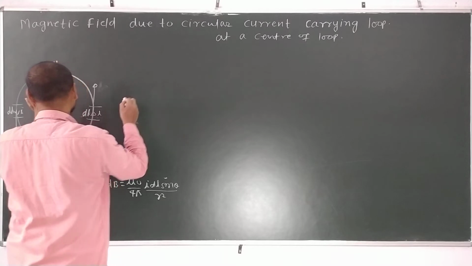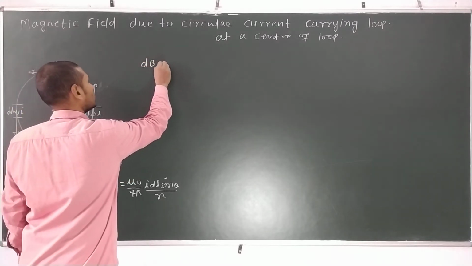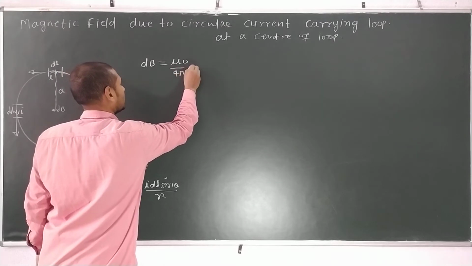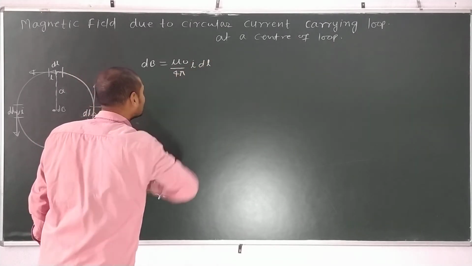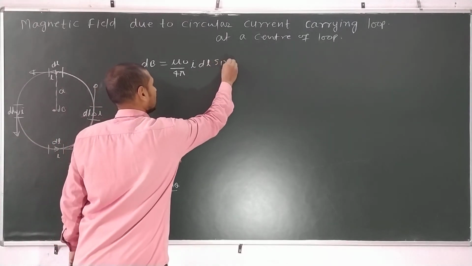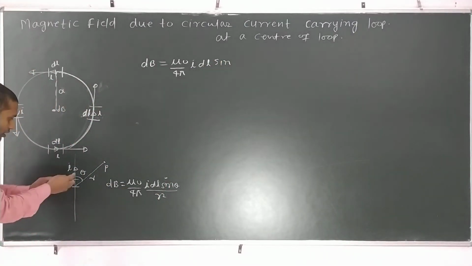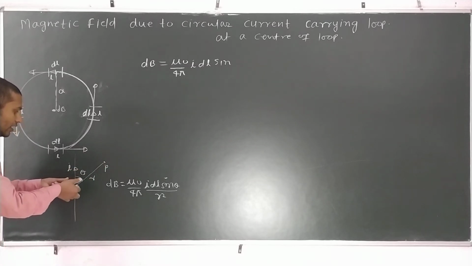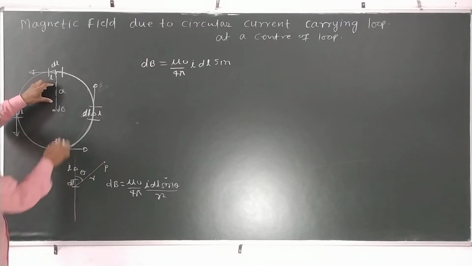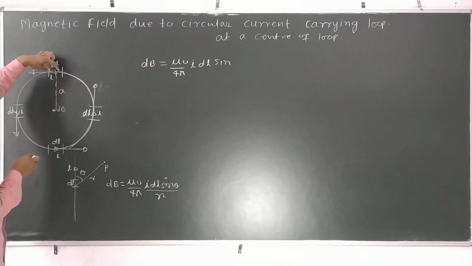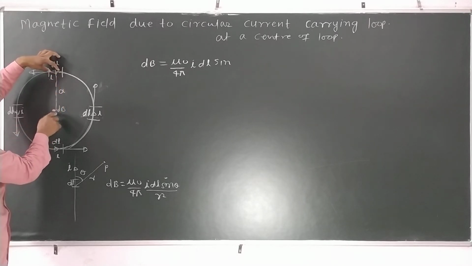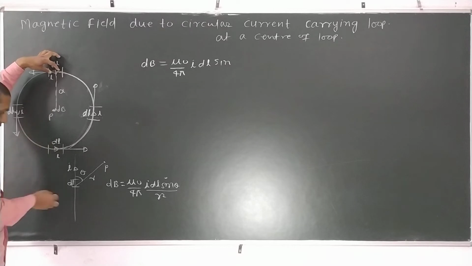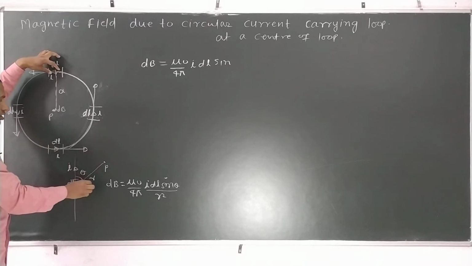What will the magnetic field dB be? dB equals mu naught upon 4 pi, I dl sin theta upon r square. Here theta is the angle between the dl and r vector, and r is the distance between dl and point P. Suppose this is point P. Since r is the distance between dl and point P, here r becomes a.